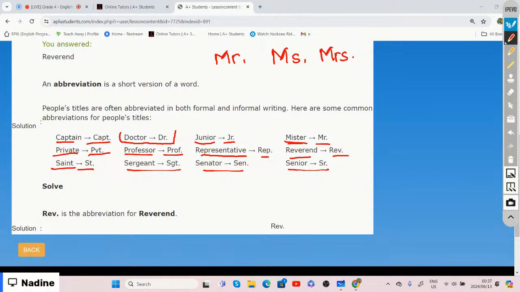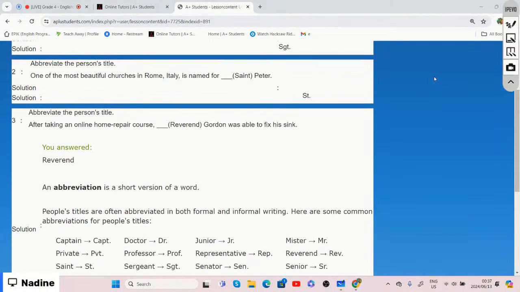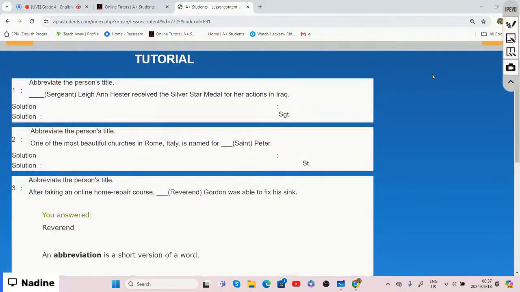All right. So we said that an abbreviation is a short version of the word. People's titles are often abbreviated in both formal and informal writing, and we went over a few abbreviated words. And remember, an abbreviation needs to be capitalized and it needs to end with a period.